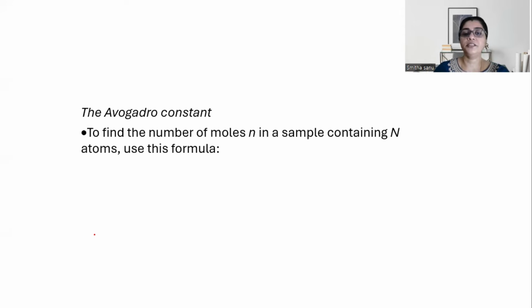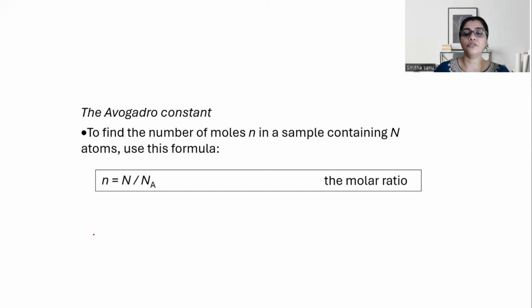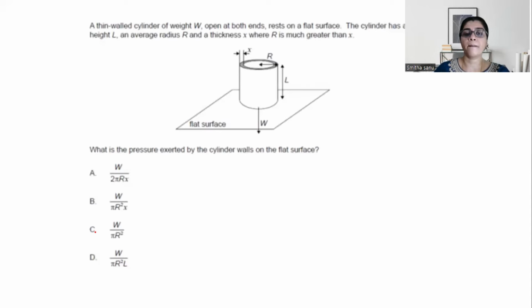Now we'll see the relation between the number of moles, the number of atoms, and Avogadro's constant. The ratio of the number of atoms over the Avogadro number gives you small n, which is the number of moles.